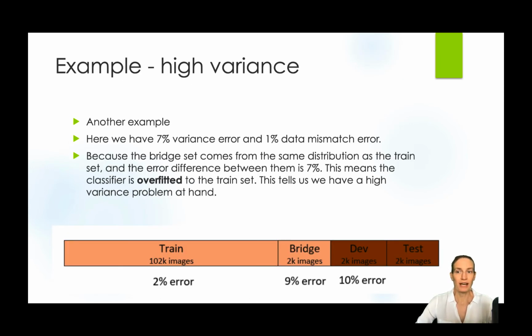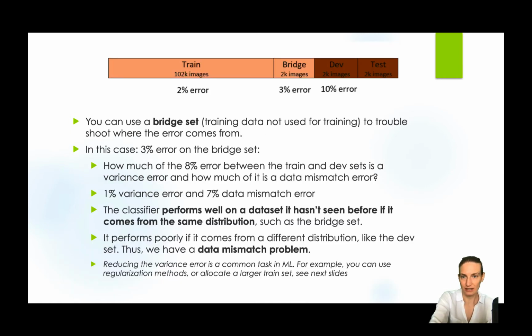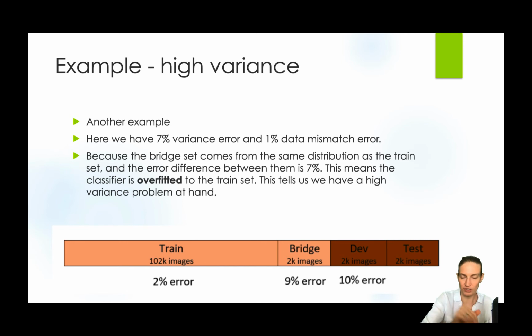So what if we have a high variance error? For instance here, we have a bridge set, same sort of setup, but now our bridge set has an error of 9% versus 3% previously. In this case, we don't have a big data mismatch error. Our data mismatch error is only the 1%. 70% of the error of the dev set is due to variance. So this means that our model is overfitted on the trained set.